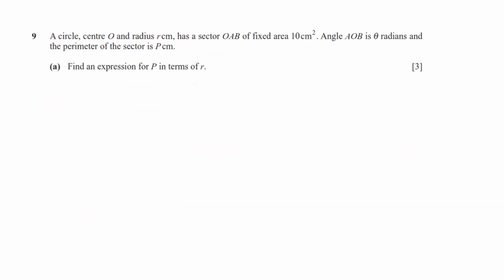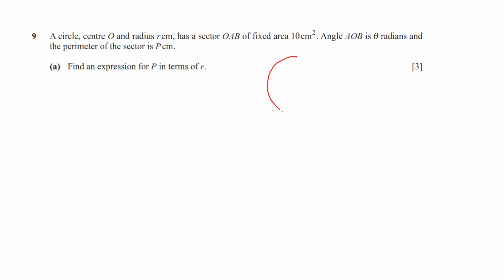So moving ahead, next question, the second last question for this exam, question number 9. It says a circle with center O and radius r has a sector OAB of fixed area 10 centimeter square, angle AOB is theta in radians, and the perimeter of the sector is P. Find an expression for P in terms of r.